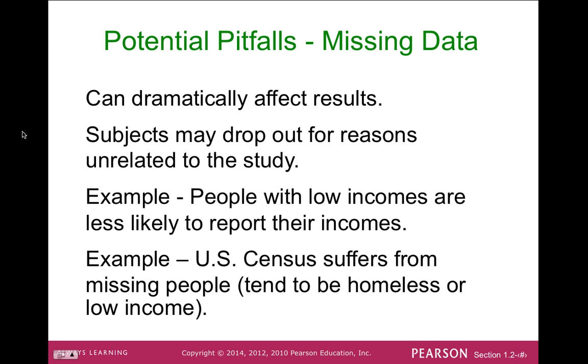Going along with non-response is missing data. Missing data can have dramatic effects on your results. Sometimes subjects may have to drop out of studies for reasons that are unrelated to the study. For example, people with low incomes are less likely to report their income. So, based on that, the U.S. Census suffers from missing people. People who are homeless or low income tend not to complete the census, and therefore that data is often missing or is underrepresented in the U.S. Census.